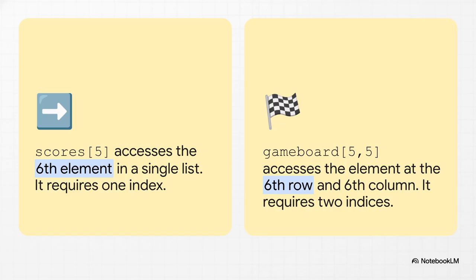This slide really puts it all together. On the left, scores[5] needs just one index because it's a single list. It gets you the 6th item. On the right, gameboard[5,5] needs two indices, a row and a column, to pinpoint a single cell on that grid. So one dimension, one index. 2 dimensions, 2 indices. It's as simple as that.